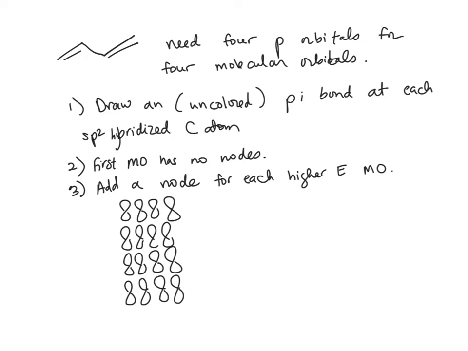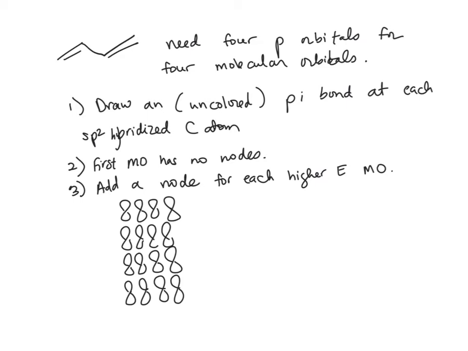Okay, let's take butadiene. This is a molecule with 4 p orbitals, which means that it is going to have 4 molecular orbitals. So what we want to do first when we're drawing a molecular orbital set for this molecule is to draw uncolored pi bonds at each sp2 hybridized carbon atom. And that I have already done for us at the bottom of this slide.